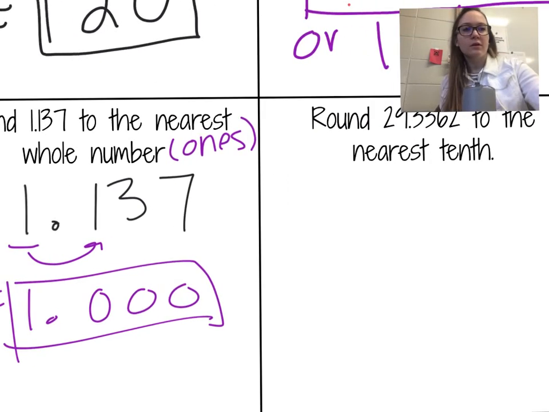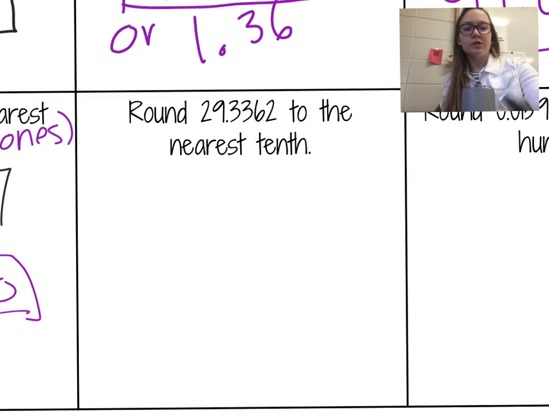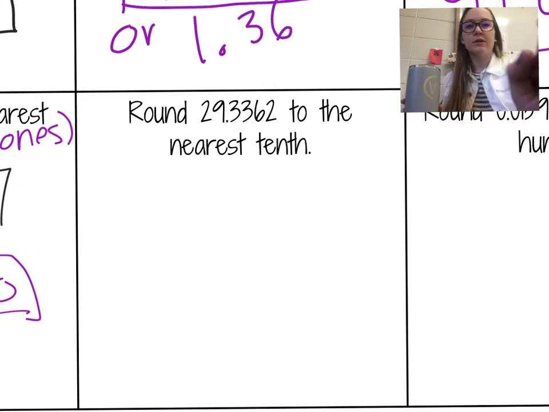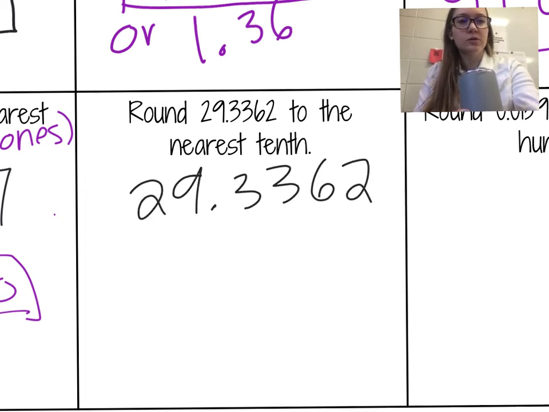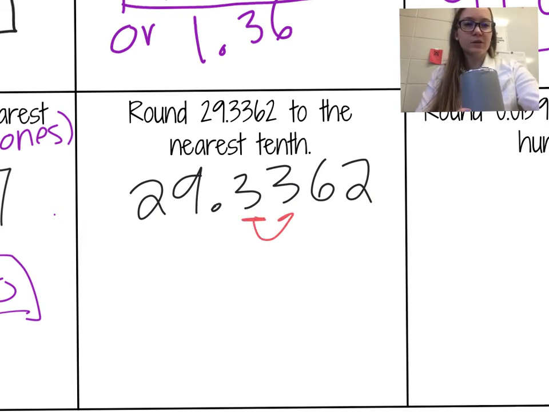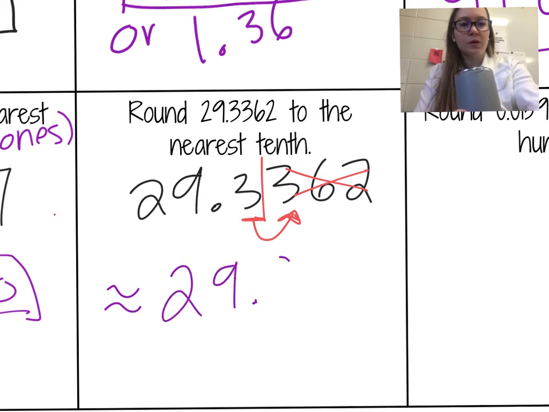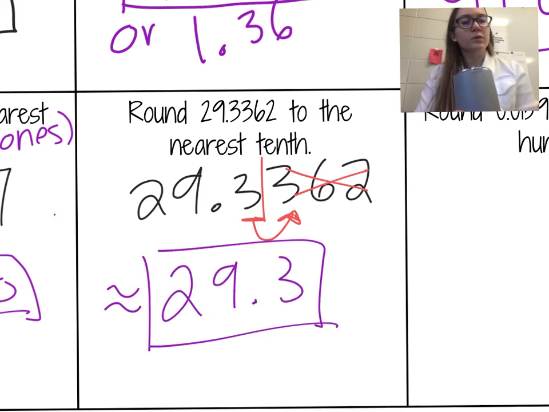All right, round 29.3362 to the nearest tenth. So we're going to rewrite it. 29.3362. The first 3 is in my tenths place. I look next door. It's 4 or less. So it's just going to stop here, and all of this is going to go away. So 29.3. That's what that rounds to.